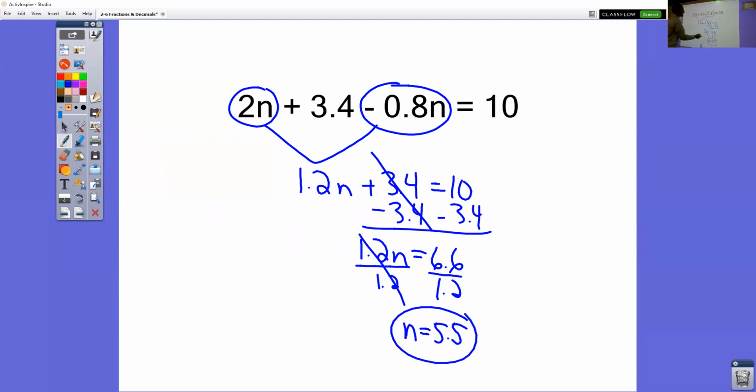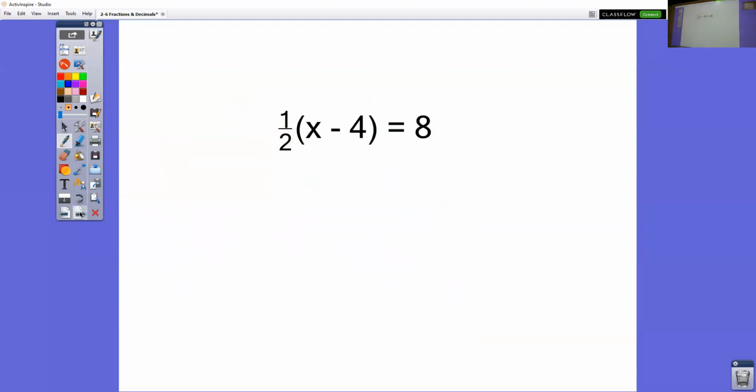Always do top divided by bottom. In this one, change the fraction into a decimal first. So this is just 1 divided by 2. 1 divided by 2 is really 0.5. So that's what we're going to distribute with, 0.5.